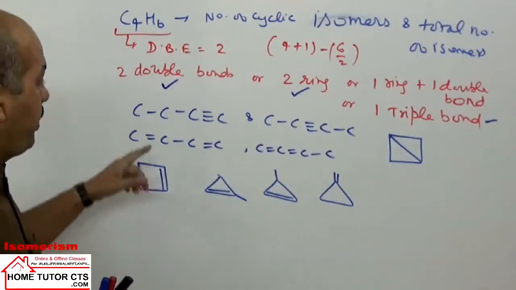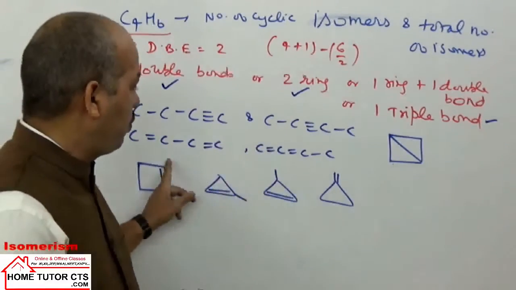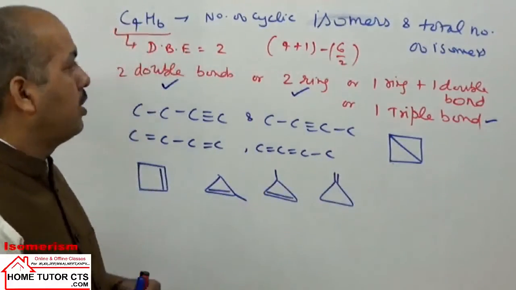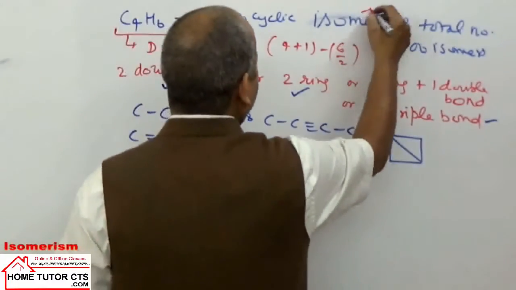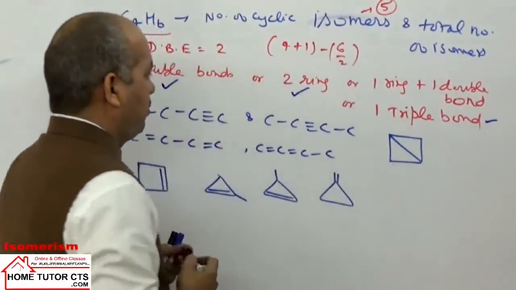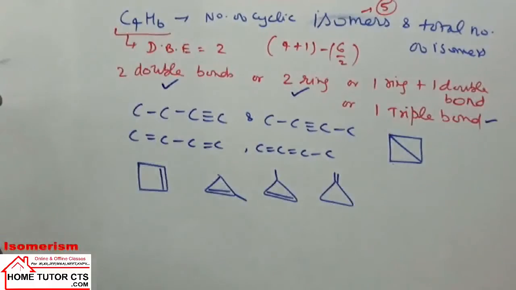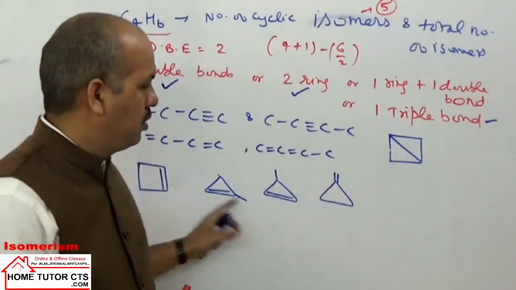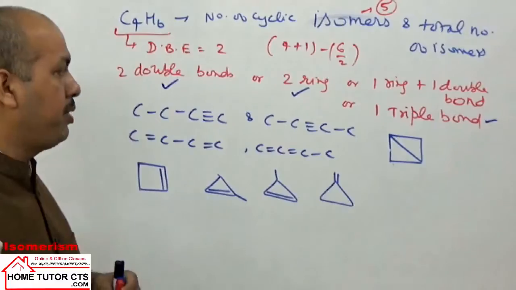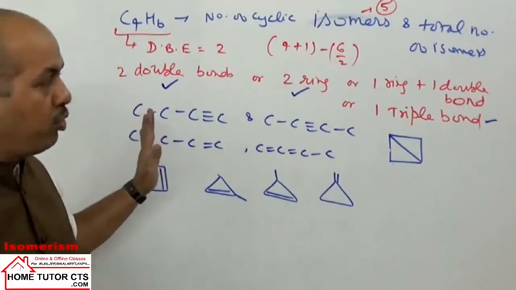Total isomers we can have how many? 1, 2, 3, 4 plus 4, 8 plus 1, 9. Total isomers are 9, and how many of them are cyclic isomers? 5. We have how many cyclic isomers? 1, 2, 3, 4, 5. That will be the answer of this question. I hope it is clear.